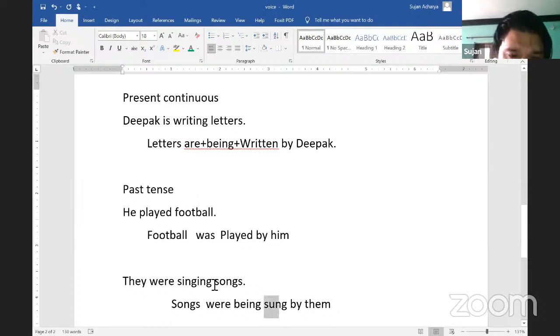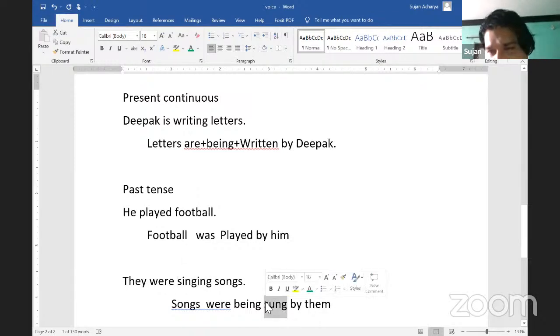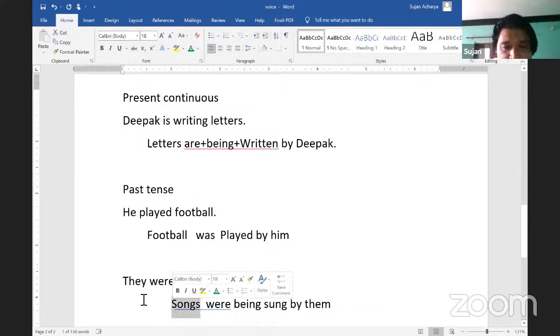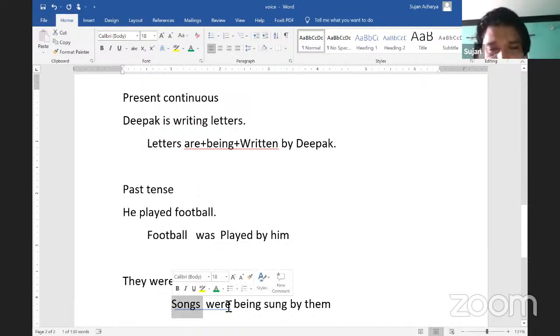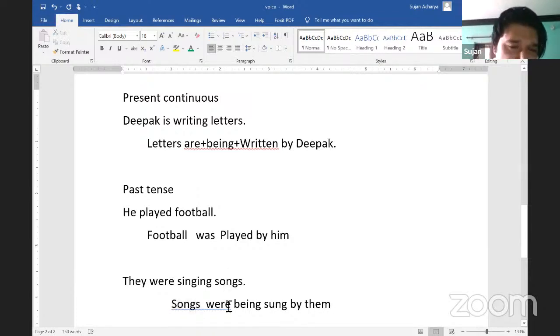First, identify the verb, write its V3 form. If the sentence is in perfect tense, add been in front of the verb. If the sentence is in continuous tense, add being in front of the verb. And if the object of the active sentence becomes the subject of the passive sentence, and if this is plural, write plural verb. If that one is singular, use singular verb.